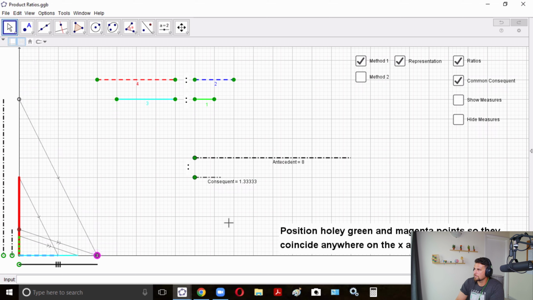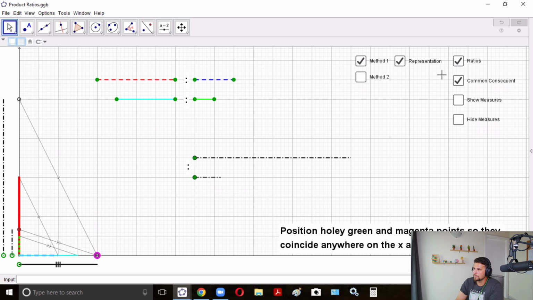I just didn't show you the measure. So the antecedent here, it's not really 8. It's this line here, this dotted line, this long line which you see on the side here, measured by this consequent. Okay, so we don't really care about the numbers right now. We're only dealing with the geometry.